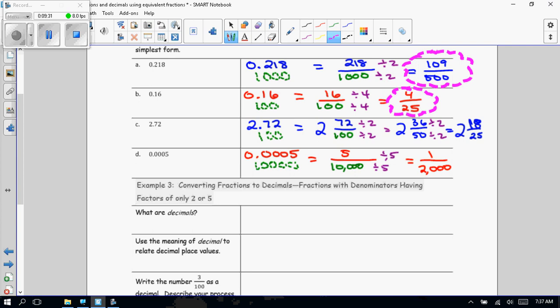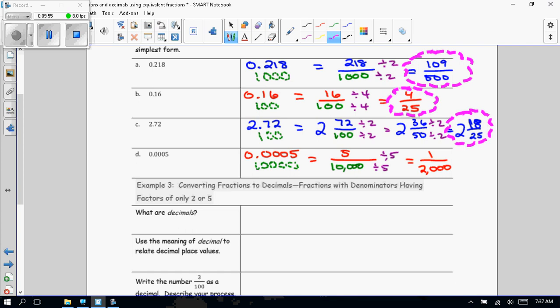For C, I have 2 and 18 25ths. So the first time I did this, I had 72 over 100, and I divided both by 2 because I knew they were multiples of 2. And so I had 2 and 36 50ths. So if you had that, great, you reduced it, but they're both even still, so you have to reduce it one more time. So again, if you need to, hit pause and reduce it all the way down.